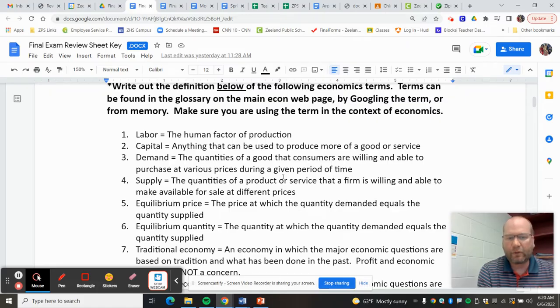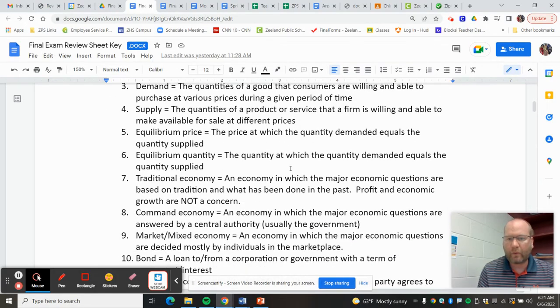Number 5, the equilibrium price. That's the price at which the quantity demanded equals the quantity supplied. And that's where everything's all good, right? When we want the same amount of stuff that businesses are willing to supply for us. Same thing goes for equilibrium quantity. That's the quantity at which the quantity demanded, so the amount demanded, equals the quantity supplied.